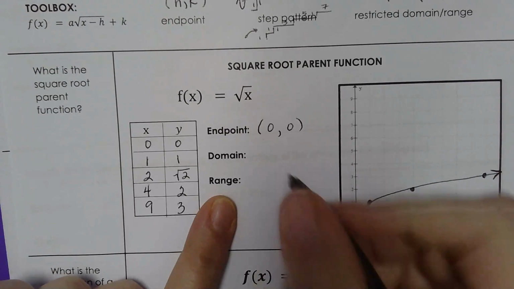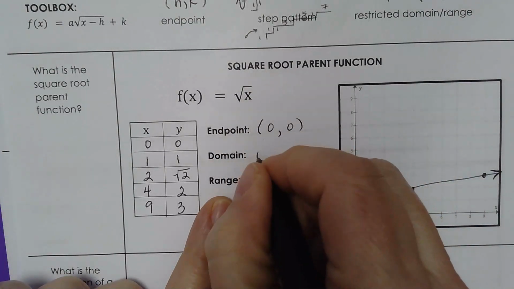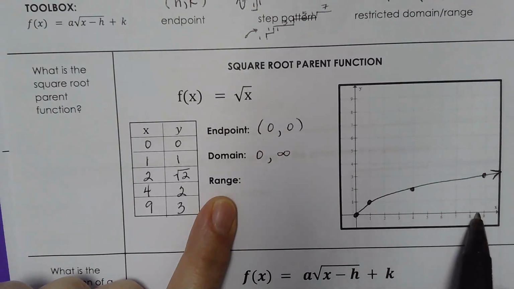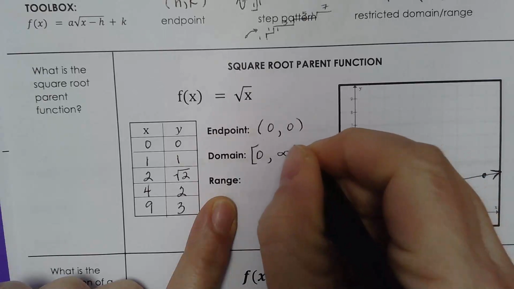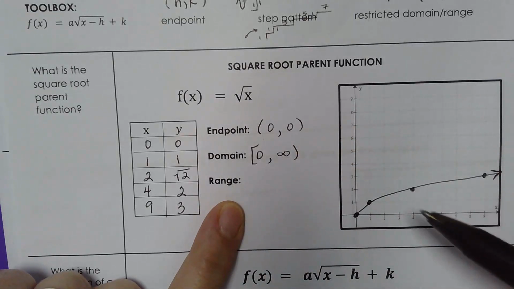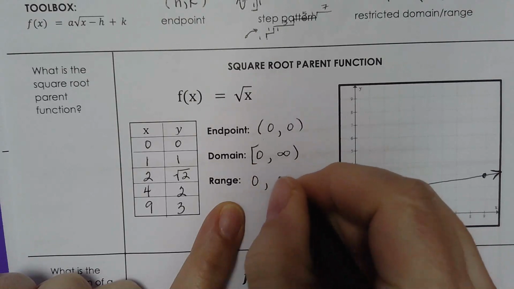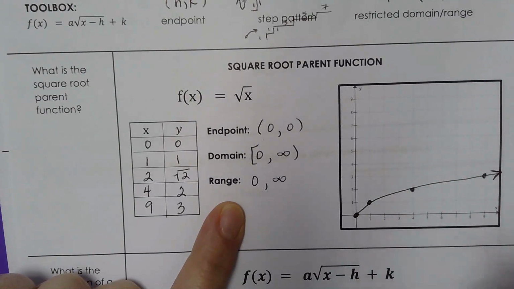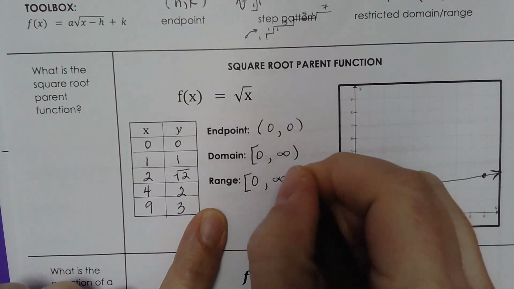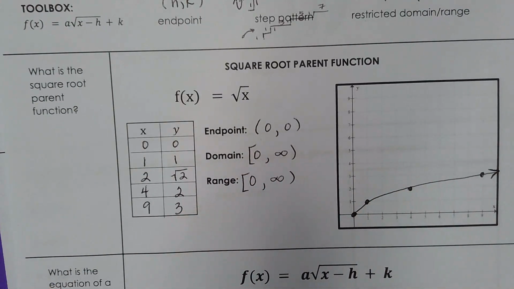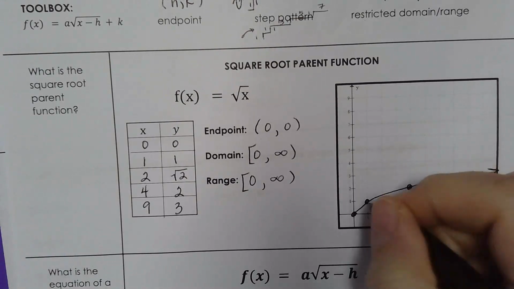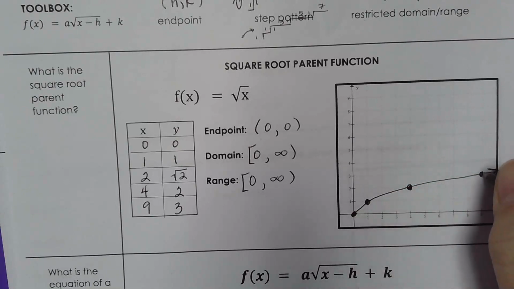My domain is 0 to infinity. My x's start at 0 and then increase. That includes 0, so I put a bracket there. My range is also 0 to infinity, but for a different reason. It's because the lowest place I have is 0, and then it grows vertically. So this is what we have. That's plain old square root of x with no decorations, no embellishments. Okay.